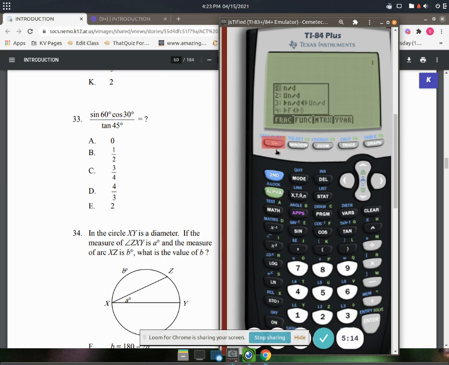So you could simply enter it in. Alpha y equals to make that. Sine of 60. Cosine 30. And tangent of 45. There we go. It does all the work for you. So this gives you 0.75, which is 3/4. Awesome.